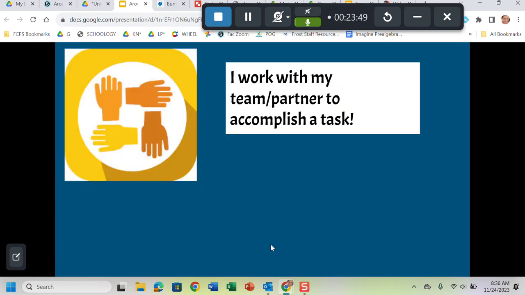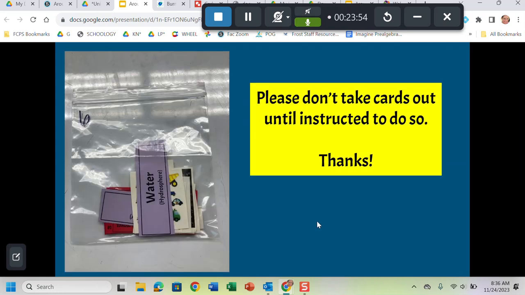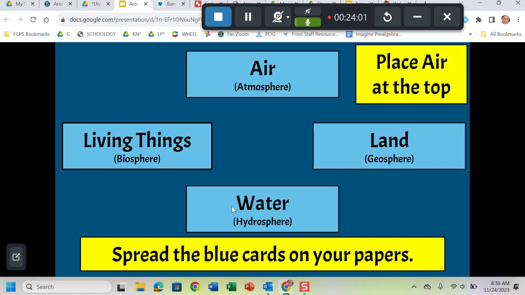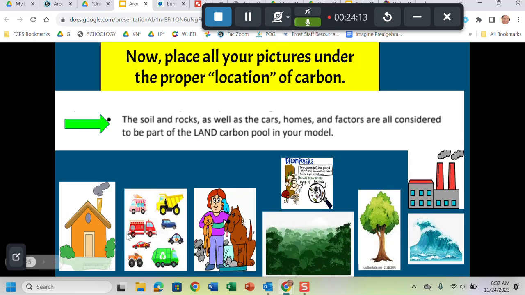All right, so during this activity, we worked with a partner in general. Sometimes 3 people work together. And so our baggie looked like this. So we had 4 blue cards that I asked everybody to pull out and arrange on the table. It didn't really matter how you arranged them, but it was kind of helpful if we had air at the top and water at the bottom. Then there were 11 cards, I think, that had different figures, and everybody was trying to decide which blue carbon reservoir we would put each one of these pictures under.